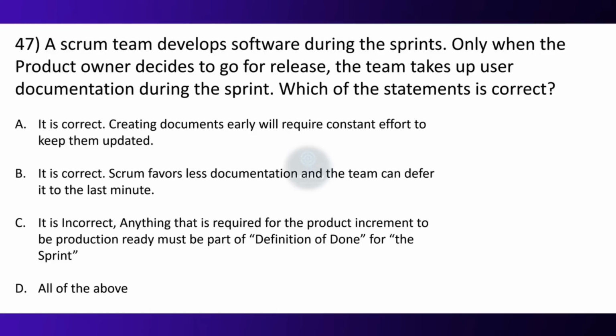Question 47. A Scrum team develops software during the sprints only when the product owner decides to go for release. The team takes up user documentation during the sprint. Which of the statements is correct? Option A. It is correct. Creating documents early will require constant efforts to keep them updated. Option B. It is correct. Scrum favors lazy documentation and the team can defer it to the last minute. Option C. It is incorrect. Anything that is required for the product increment to be production ready must be part of the definition of done or the sprint. Option D. All of the above. And the correct option is C.